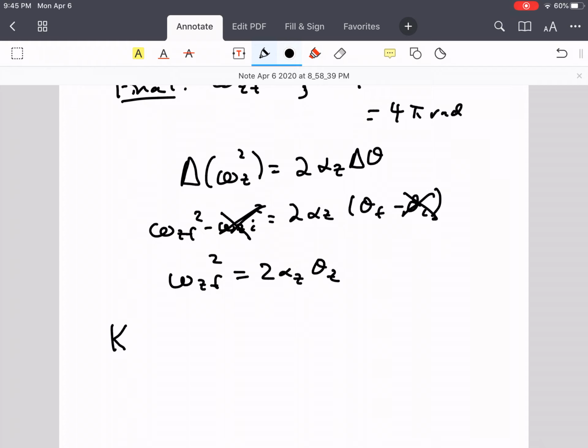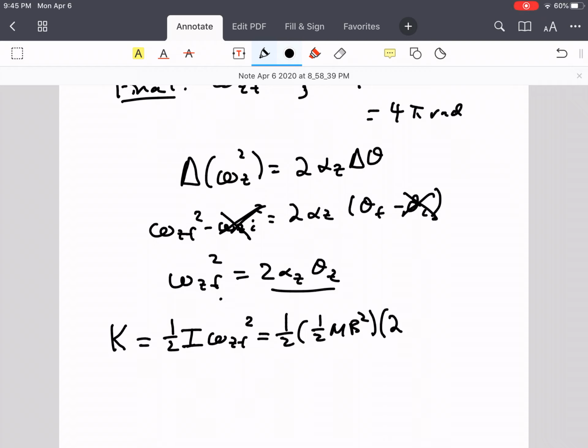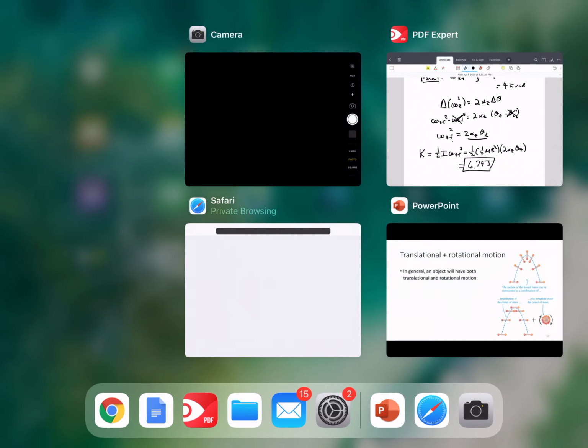So the rotational kinetic energy, notice there's no translation, so it's just rotational, is 1/2 I omega squared. So that's 1/2 I, we said was 1/2 mr squared. Omega z squared is what we just solved for, 2 alpha z times theta z. And now if we plug in all these numbers, what we get is 6.79 joules. So that's the rotational kinetic energy at the end of the day.